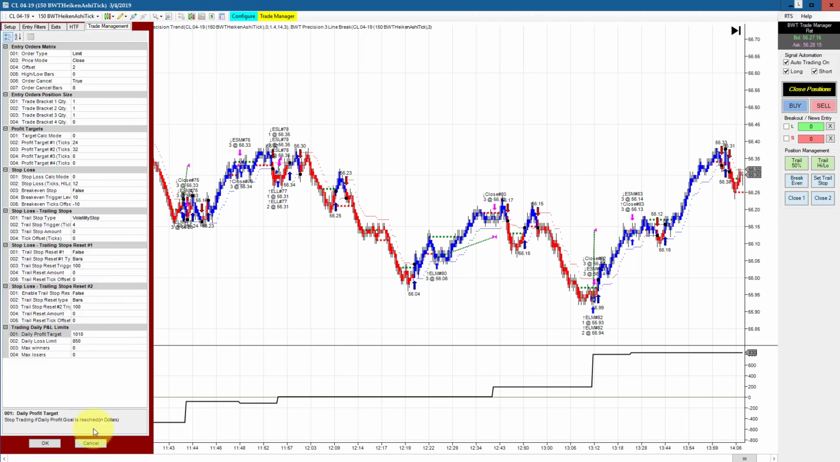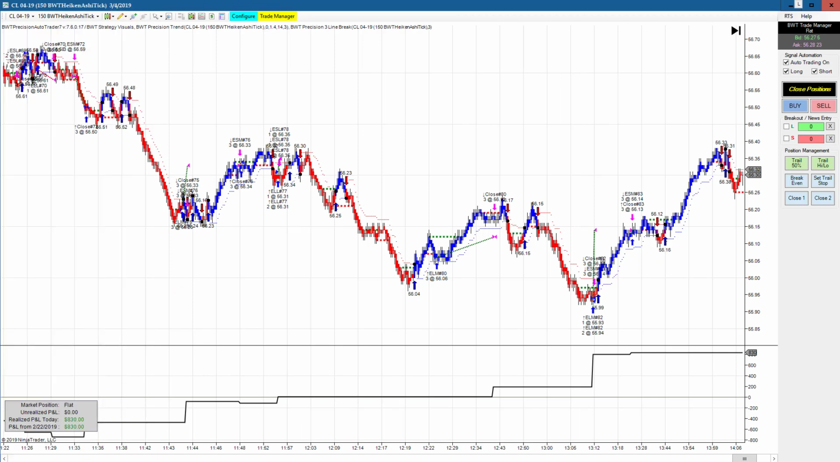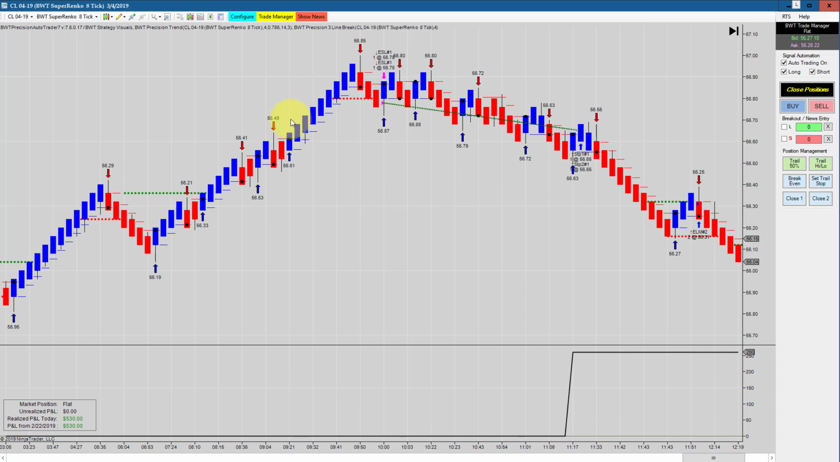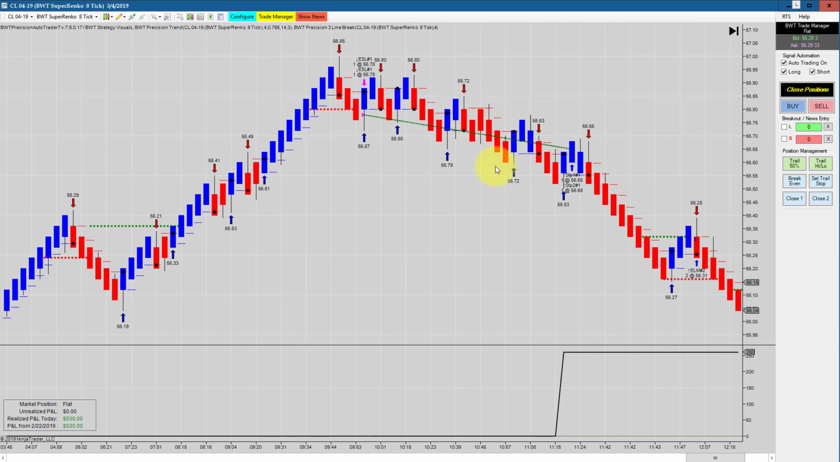The goal on this is 1010. Okay, a more modest gain on the Super Renko 8-tick in the crude oil. This just had a single trade here and did 530 for the day on 2 contracts.